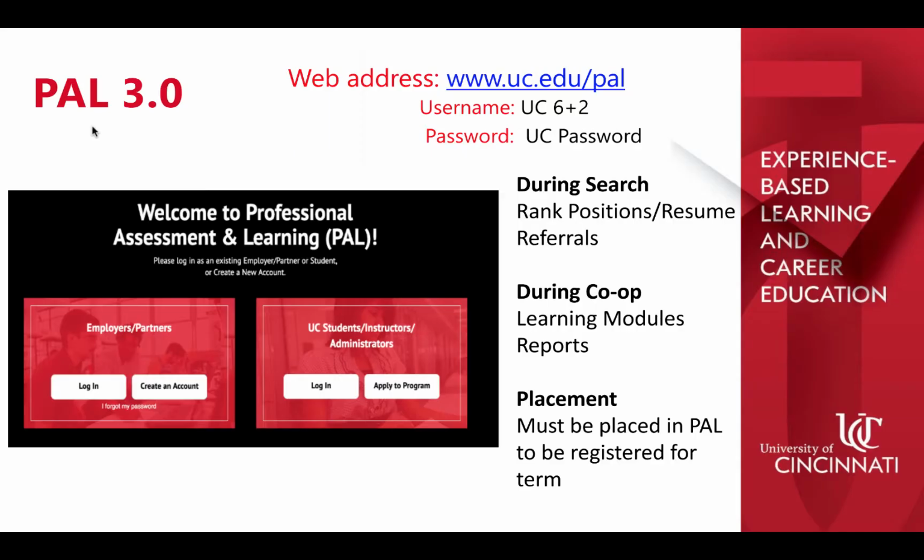All right, so PAL 3.0 is the current platform that the Division of Experience-Based Learning and Career Education utilizes at the University of Cincinnati to facilitate employment opportunities for you at the practicum level. So you should be able to log into this site using your username, which is your UC6+2, and your UC password. After you have completed your sign-in sheet that I showed previously, I will have you activated for a job search, and you'll be able to begin looking at employment options within the PAL database.